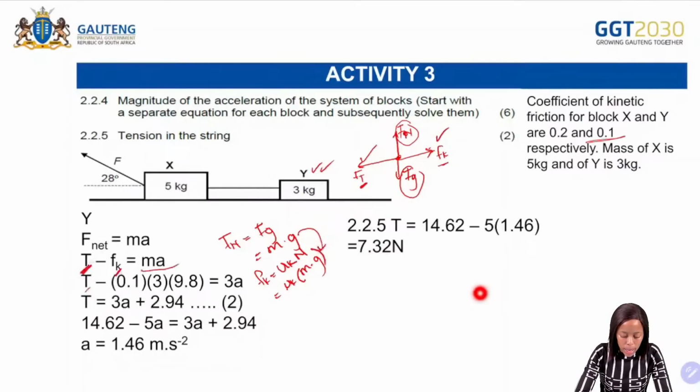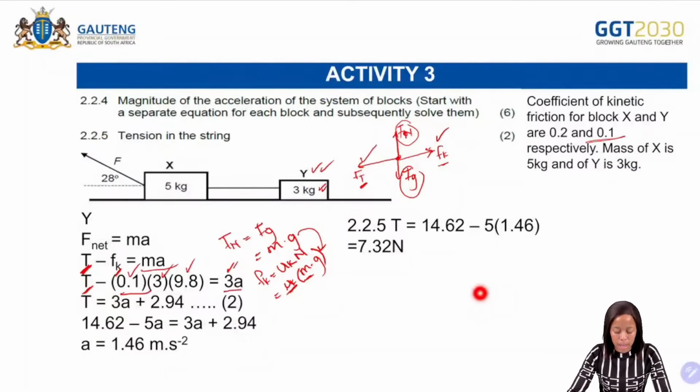Now it will be tension minus, so the coefficient of kinetic friction is given as 0,1. We substitute there, and then multiply by the mass. We're dealing with the 3 kilogram block, so we substitute 3 kilogram there. The gravitational acceleration constant is 9,8. It's a constant, you get it from the data sheet. We substitute, and that is equal to 3a.